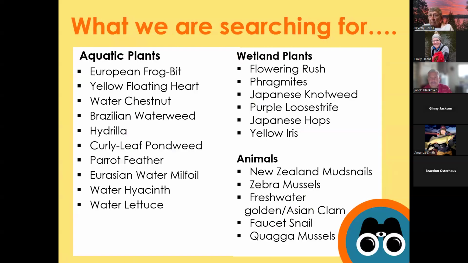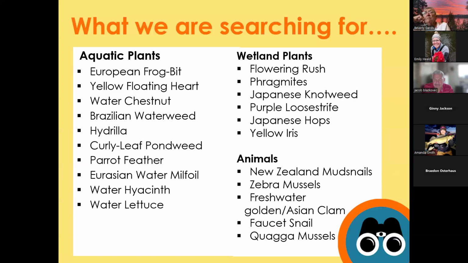This is a list of the target species that the site leaders are choosing from. Your site leader is going to choose 3 to 5 of these species and teach you how to identify them. You're not expected to be an expert. You're simply going to look for anything that resembles the species that the site leader is teaching you. You bring them back to your site leader at the end of your monitoring, and then that site leader is the expert that's going to help you determine if you found an invasive species or not.